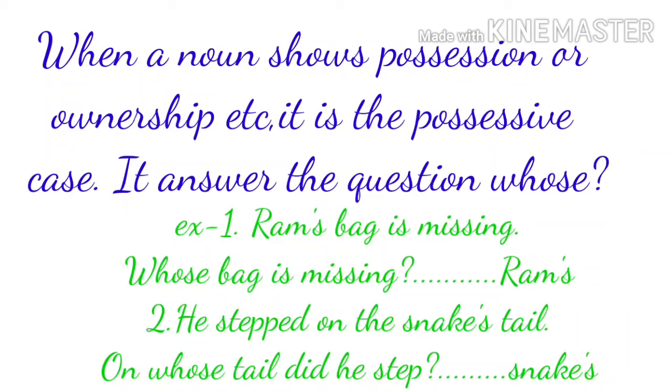For example, Ram's bag is missing. So, whose bag is missing? Ram's. Second, he stepped on the snake's tail. So, on whose tail did he step? Snake's.